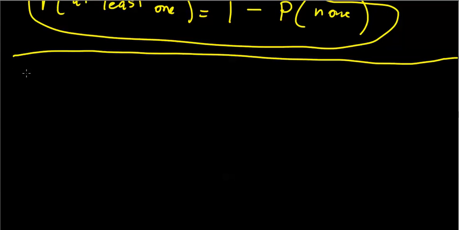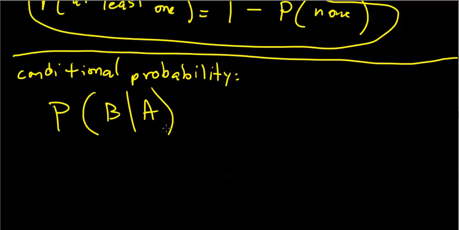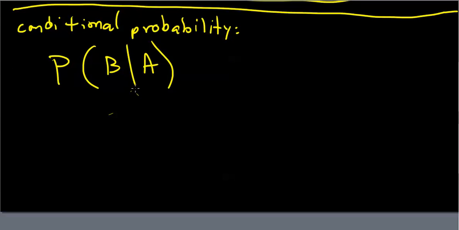Alright. One more subtopic I want to talk about today is conditional probability. And the symbology for conditional probability looks something like this. The probability, and we read this as the probability of B given A.